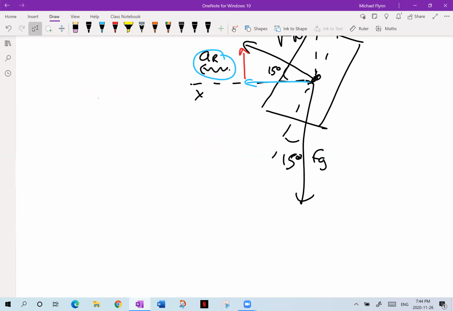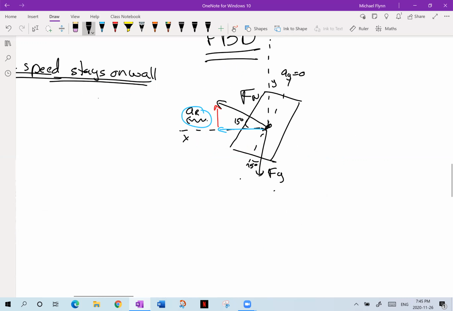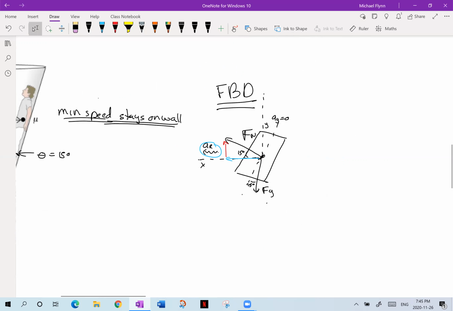Now, I haven't drawn a very good gravity vector. Let me fix that a little. I'll make it smaller. That's Fg like that. It's still a little too big, but it's good enough. So that's the force of gravity, and this is 15 degrees in there. Now that we've got this, let's do our components and find that minimum speed. Let's do both components.